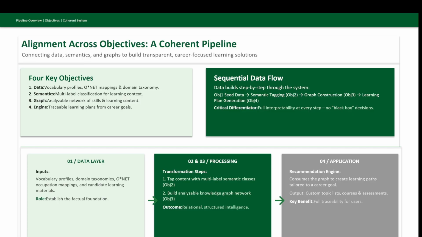All 4 objectives form a coherent sequential pipeline. Objective 1 provides the data foundation: vocabulary profiles, domain taxonomy, and ONET mappings. Objective 2 adds the semantic layer, multi-label classification explaining how words function in learning contexts. Objective 3 constructs and analyzes the knowledge graph: centrality, communities, paths, and link prediction. Objective 4 consumes the graph to generate personalized, traceable learning plans.